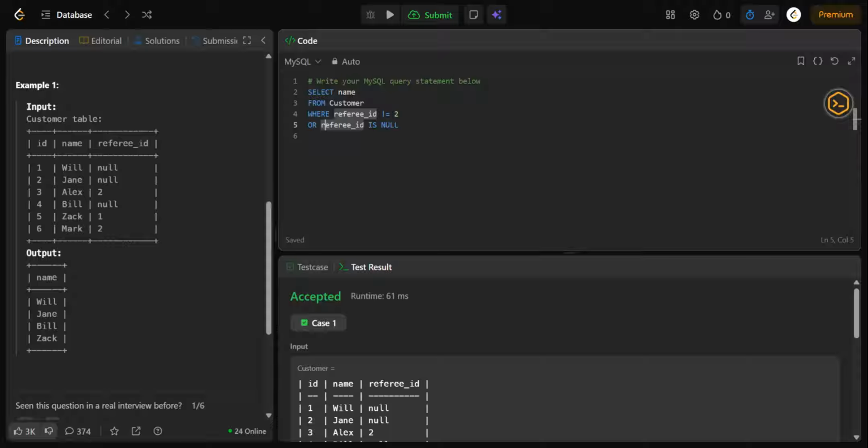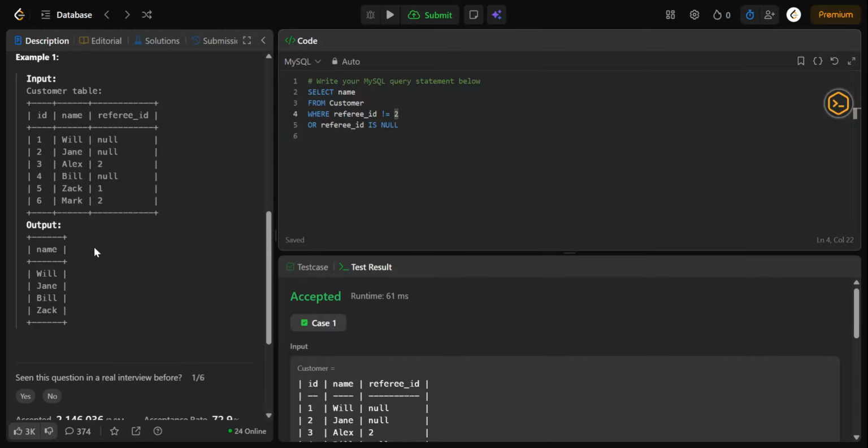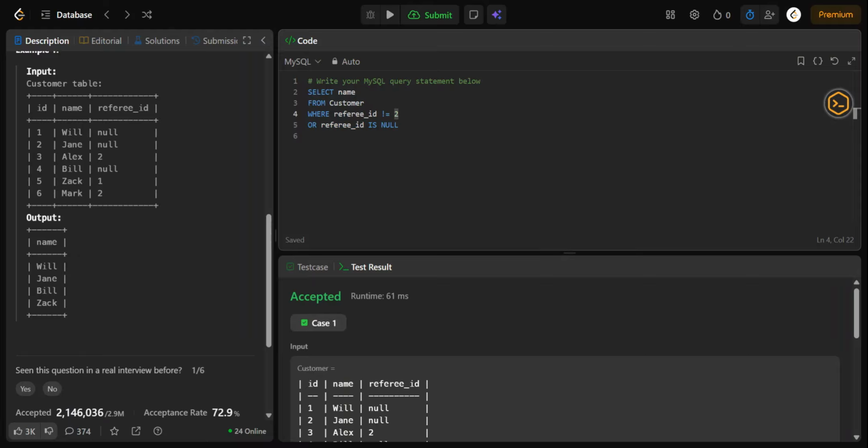For Mark, referee ID is 2. But the condition says referee ID is not equal to 2 or referee ID is null. Check both the conditions. Both the conditions fail. So we will not add Mark to the final output. I hope it's clear. Okay. So there is no rocket science as you can see. The problem is very simple.